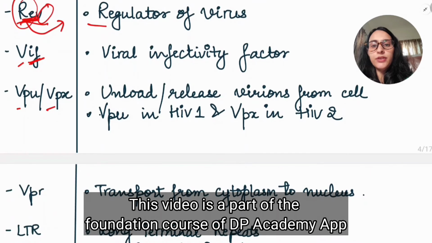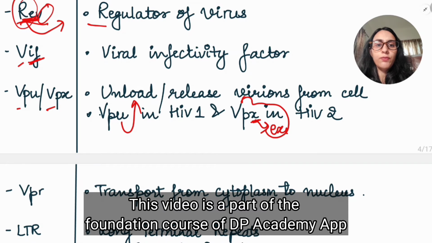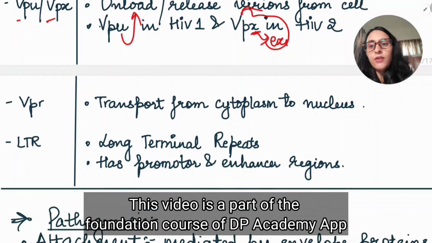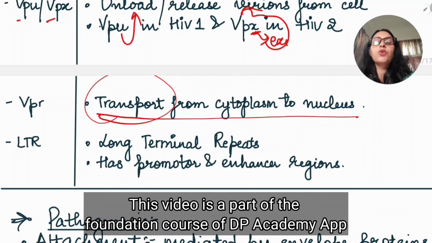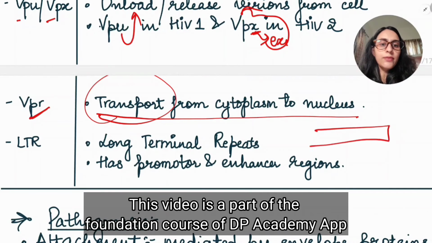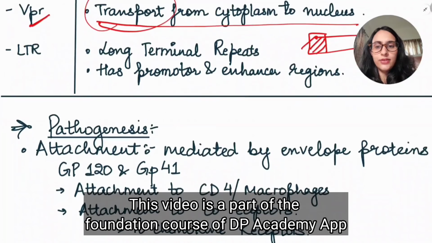VPU, VPX, very important. VPU in HIV is for unloading. VPX is for exit, you can say, the release of the virion from the cell via VPX. VPR, again very important, is for transport to the nucleus. So transport of this virion to the nucleus occurs via VPR. LTR is long terminal repeats. We have LTR at the terminal, and this LTR helps as a promoter and enhancer region.